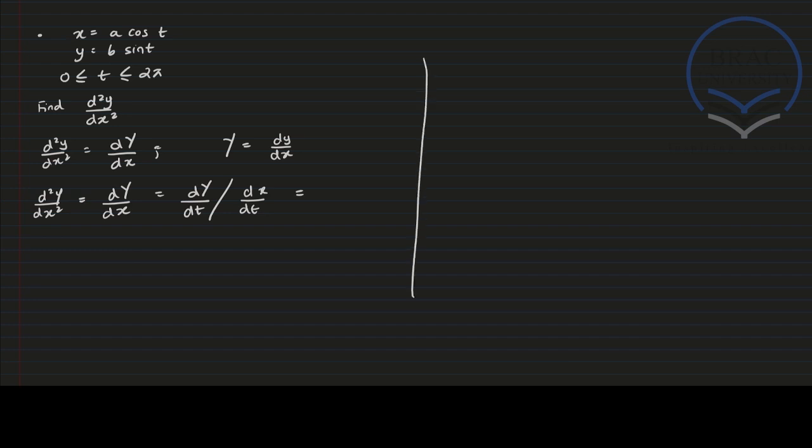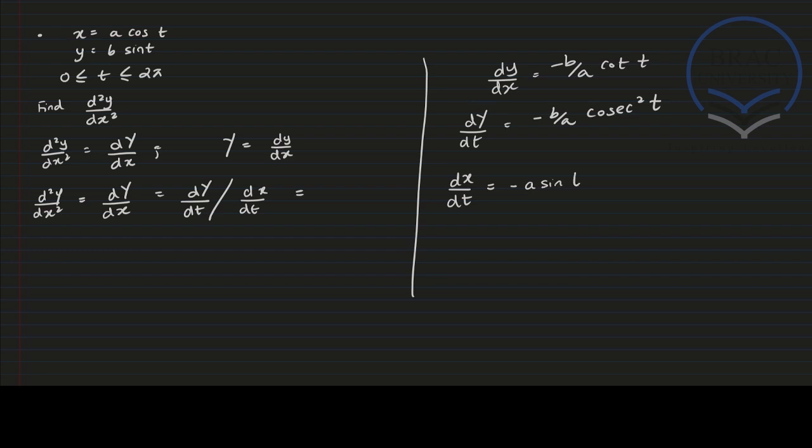We know that dy by dx equals minus b by a cot of t. Differentiating this with respect to t will give us minus b by a cosec squared of t. Then we also need to find dx by dt, which is simply the differentiation of x with respect to t, which is what we also found in the last example. This is simply minus a sine of t.